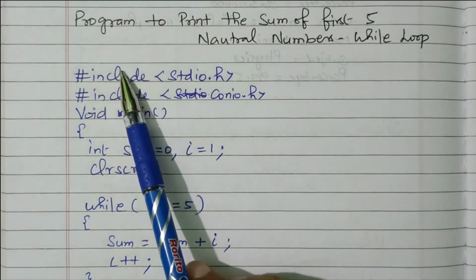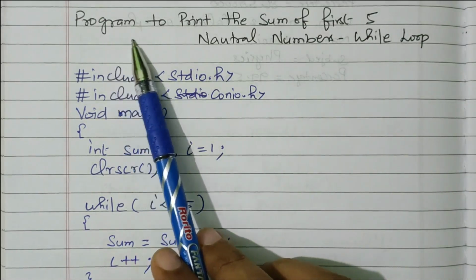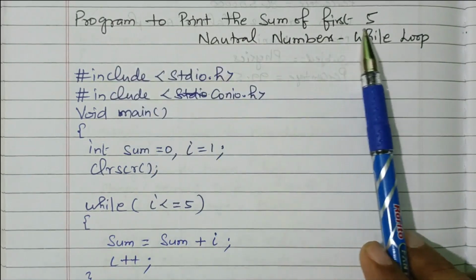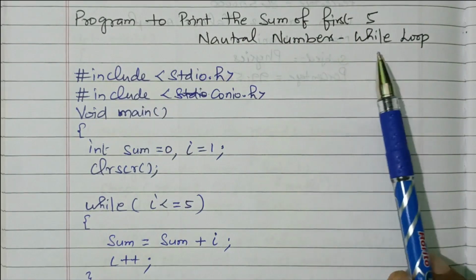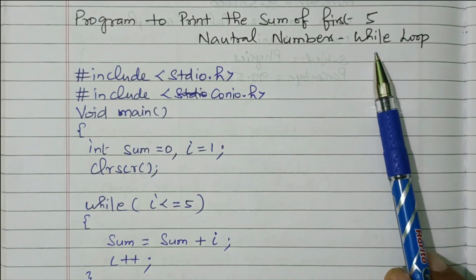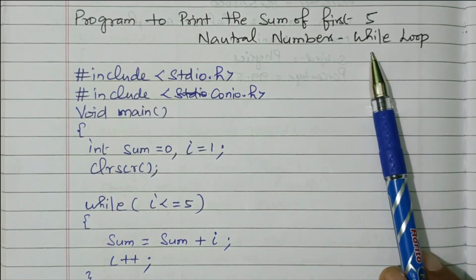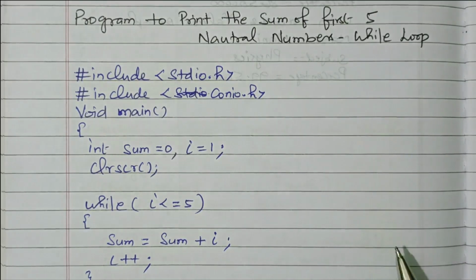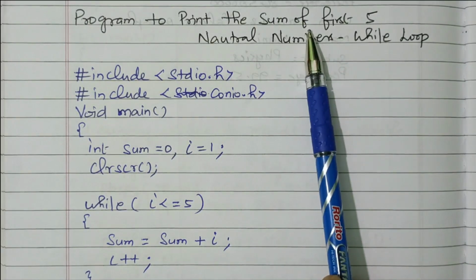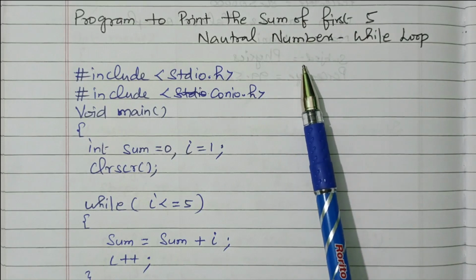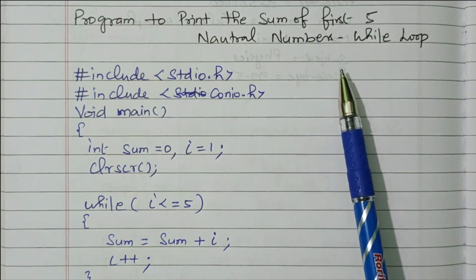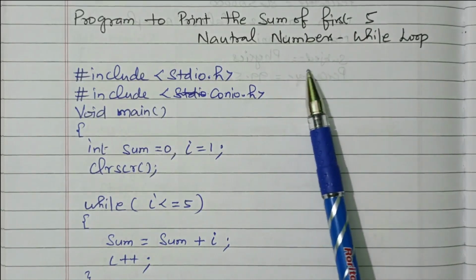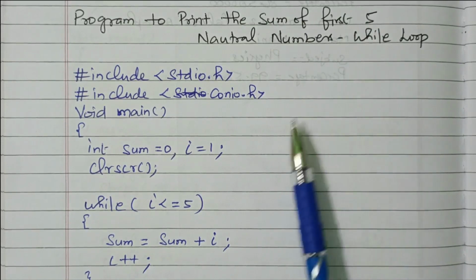We'll see two example programs. The first program is to print the sum of the first 5 natural numbers using while loop. Then we'll go to the do while loop, so that we are able to understand what will happen in the while loop and what will happen in the do while loop, right? So the sum of the first natural numbers is nothing but 1 plus 2 plus 3 plus 4 plus 5. We need to add the 5 numbers using while loop.